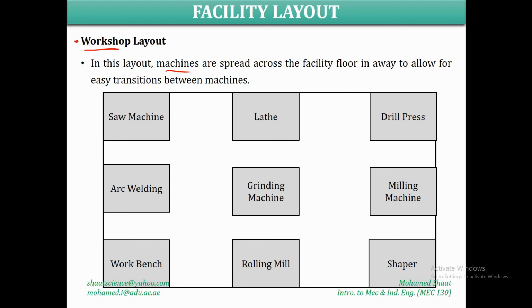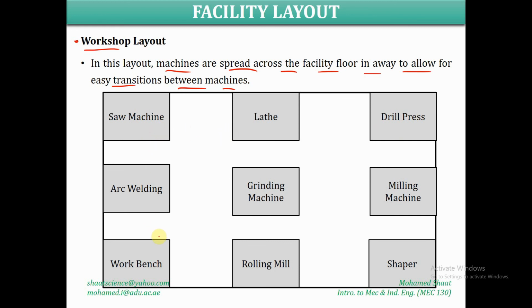How we can arrange these machines over the workspace or the area of the workshop, this is known as a layout, facility layout. One of the ways of arranging these machines is known as the workshop layout. In this layout, machines are spread across the facility floor in a way to allow for the easy transition between the machines. So we can easily access any one of these machines, and even easily move any product from one machine to the other one.